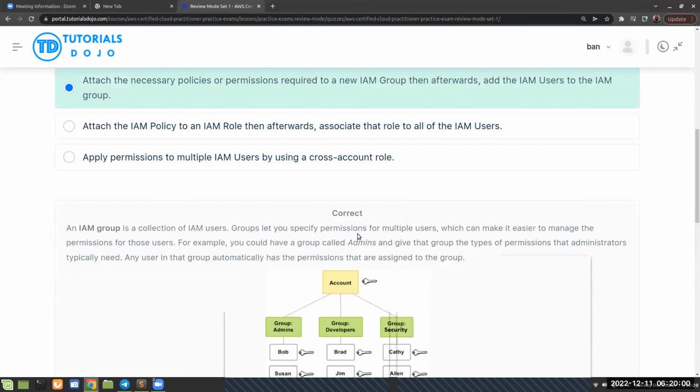Groups let you specify permissions for multiple users, which can make it easier to manage the permissions for those users. So when you have a group and you put a collection of members in it, you can specify the permission on the group itself, and then all the users will inherit it, and you don't need to do anything.